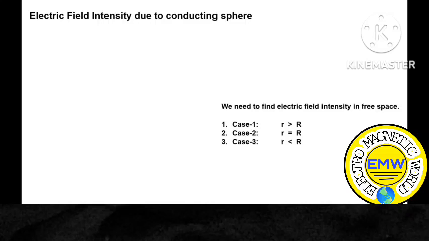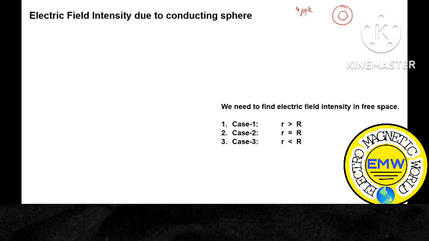To find the electrical field intensity due to the complete conducting sphere. For the application of a conducting sphere, we mainly use the copper wire. This copper wire has one positive cable, positive charge. The other one is the negative one. So if this type of sphere is available, then how to find the electrical field intensity?